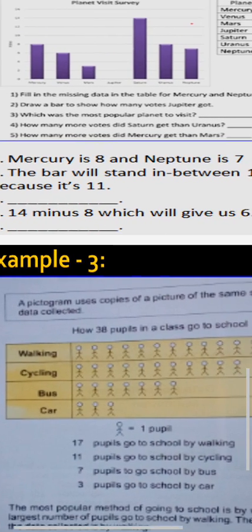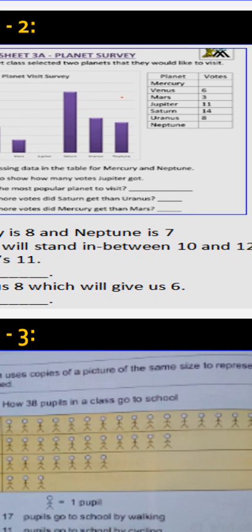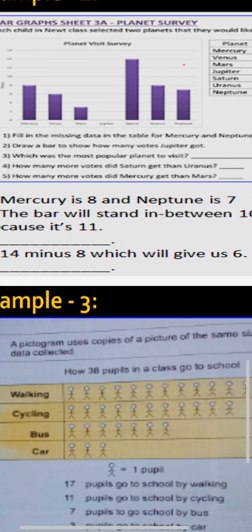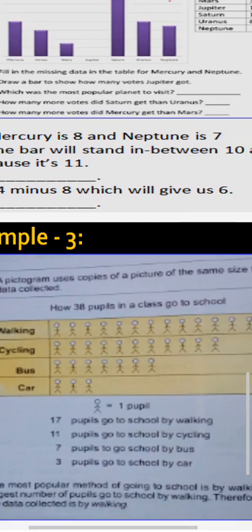Then number 4 now says how many more votes did Saturn get than Uranus? Saturn we have 14, Uranus you have 8. So 14 minus 8 will give us 6. So 6 more votes. For number 5, you do that yourself.